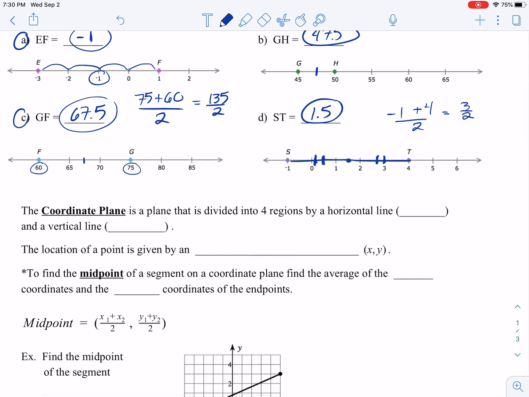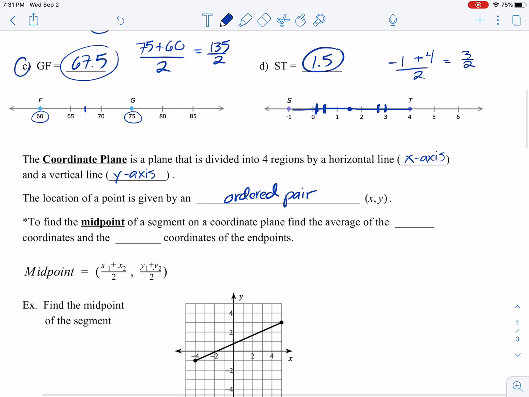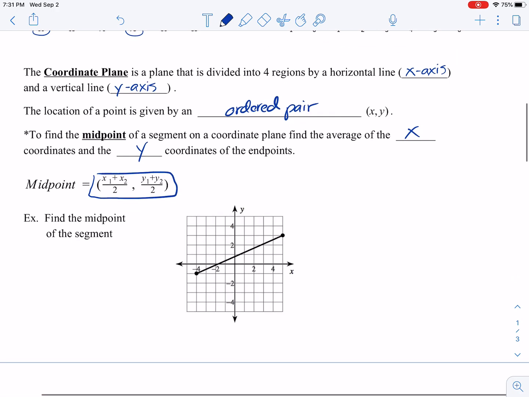Just like length, our midpoint formula changes slightly when we're finding the midpoint on a coordinate plane, because now we have two axes. We have the horizontal axis, our x-axis, and the vertical axis, our y-axis. The location of a point on our coordinate plane is given by an ordered pair, an xy ordered pair. So when we're finding the midpoint of a segment on the coordinate plane, you need to find the average twice. You need to find the average of the x coordinates and the average of the y coordinates, which is why you really see your midpoint formula twice here.